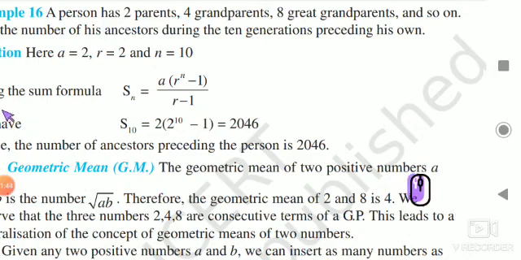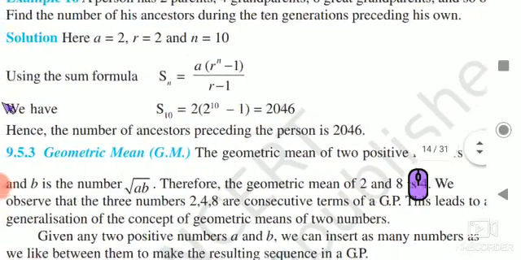Dear students, let me begin with one more example. A person has 2 parents, 4 grandparents and 8 great-grandparents and so on. Then find the number of his ancestors during the 10 generations preceding his own. Here A is 2, ratio is 2, and the number of terms, that is for how many generations? 10 generations. Therefore n is equal to 10.